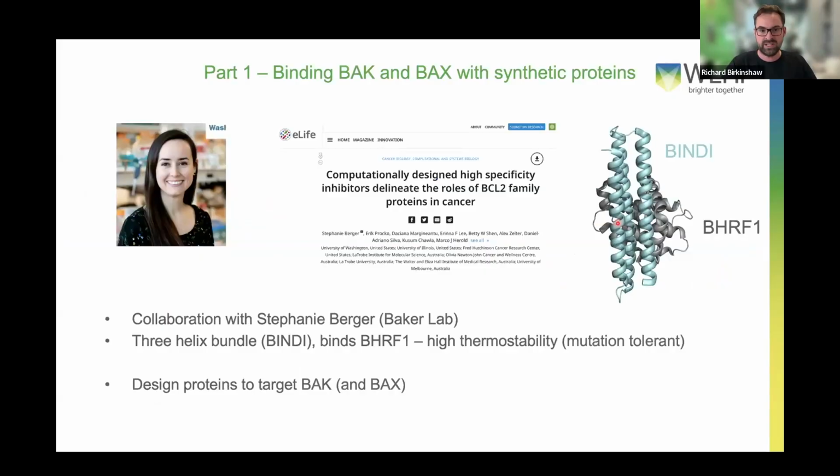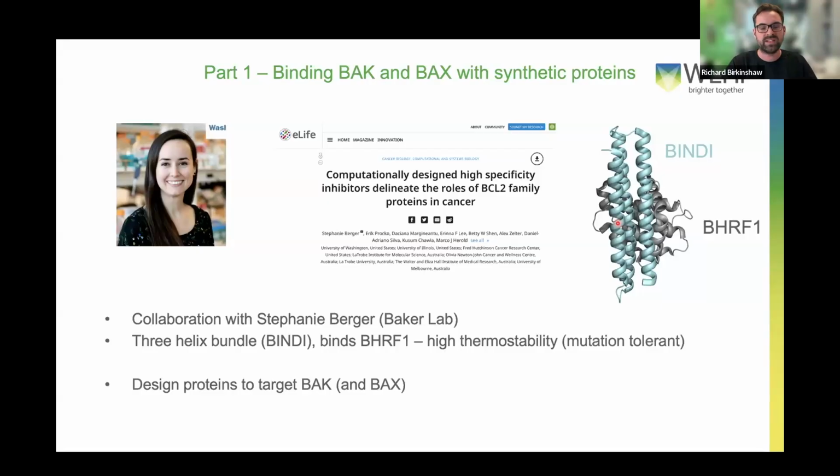So this was all initiated by Stephanie Berger from David Baker's lab in the US. You may know her actually for this sort of poster child paper of her cytokine design proteins that target IL-23 receptors and IL-17, I believe, which are one of the first instances of design proteins being bioactive in disease.